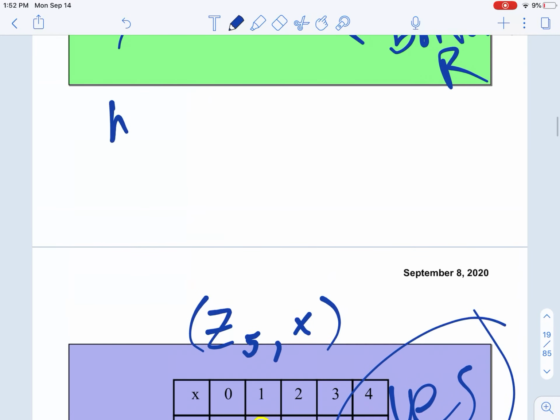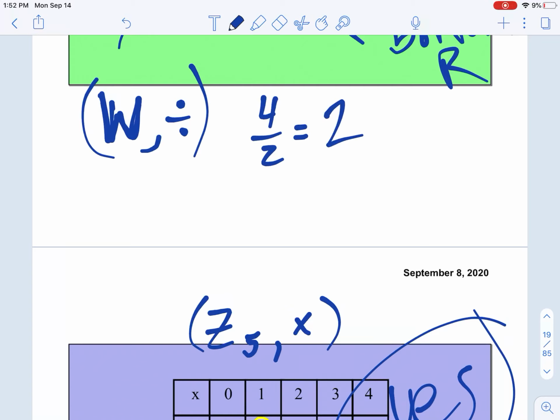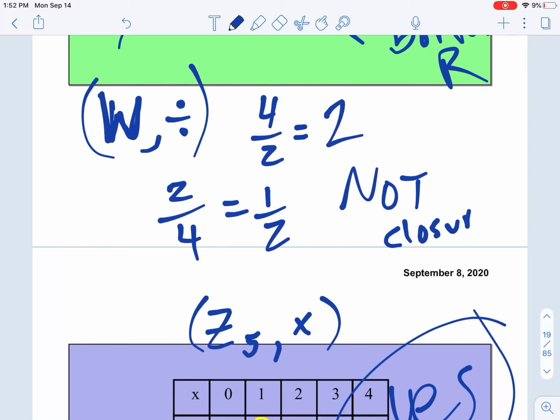Let's think about whole numbers division. Okay, whole numbers division. So 4 divided by 2, cool. I got 2, that's a whole number. But what about 2 divided by 4? That's a half. Now, is 1/2 a whole number? No, whole numbers are wholes. You cannot have halves. You do not have fractions. So whole numbers division does not have closure.